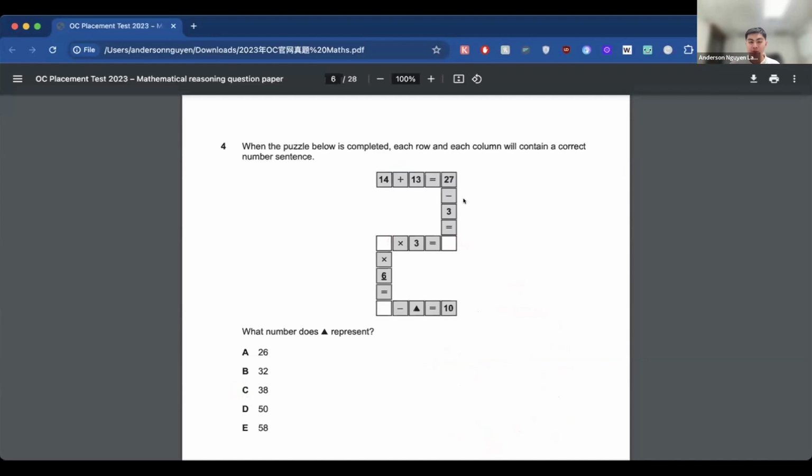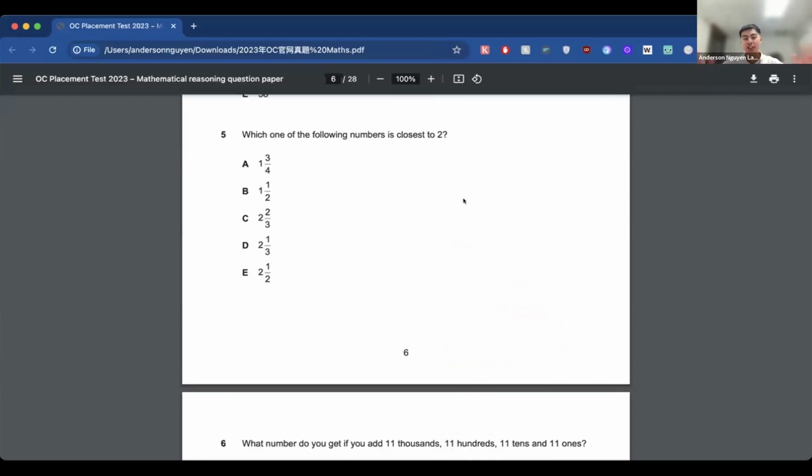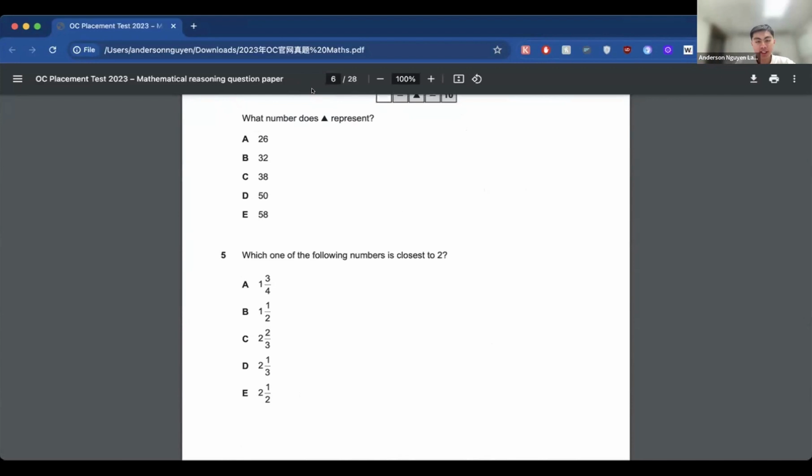Alrighty, let's move on to question 5. Now, question 5 is comparing fractions. Now, these can be really tricky. The fact that they're mixed fractions already makes them a problem. So the first step is to go, right, we've got to move them to improper fractions.